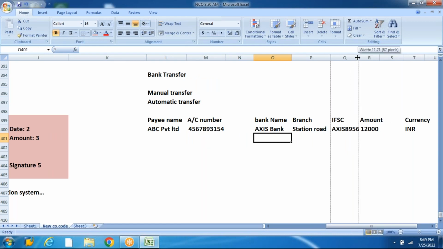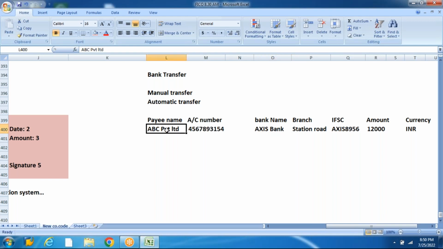Now, knowing this information, is it possible for us to initiate a manual transfer or not? If I tell you to transfer 12,000 to this account, is this information sufficient or not? Yes, sir. Sufficient. You have to add this account as a beneficiary in your account if it is a manual transfer. To do that, you need beneficiary name or payee name, account number, bank name, your branch name or your IFSC code, amount, and currency, with which you can easily do a manual fund transfer.